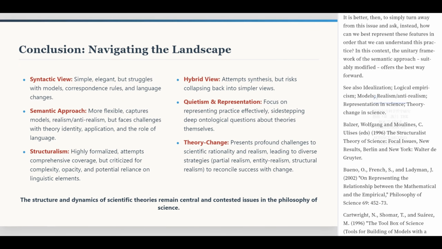So, wrapping up our whirlwind tour through the structure of theories and the dynamics of change, we've seen the syntactic view's neat logic clash with messy reality, especially models. The semantic approach offered flexibility but faced its own set of issues around identity and language. Structuralism tried to be exhaustive but became overly complex. The hybrid view aimed to bridge gaps but risked collapsing. Quietism suggested focusing on representation over ontology.